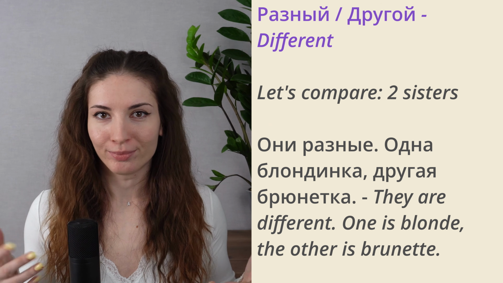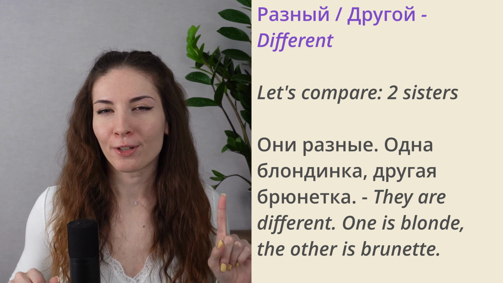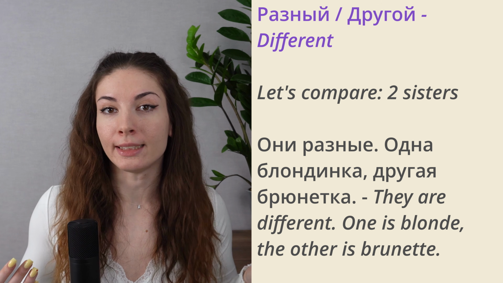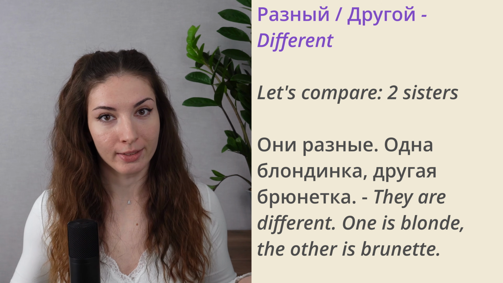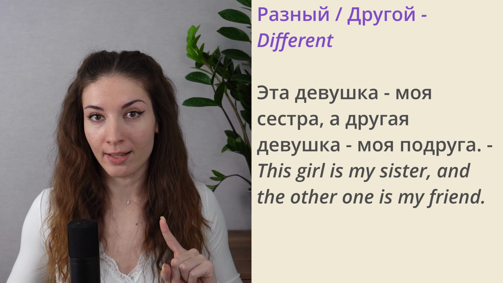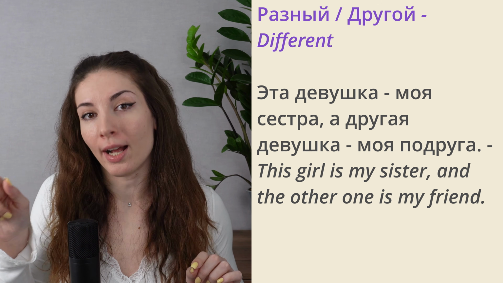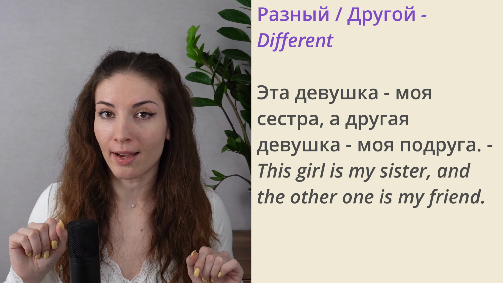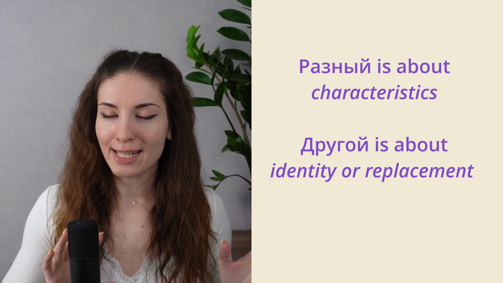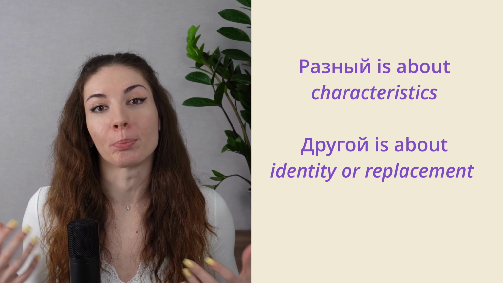Let's say it again. The same examples, let's take two sisters. We have two sisters. Firstly, we're saying они разные. Одна блондинка, другая брюнетка. Они разные. Also, I can say эта девушка моя сестра, а другая девушка моя подруга. See the difference? Разный is about characteristics, and другой it's about replacement.